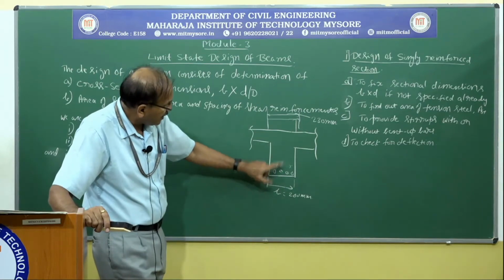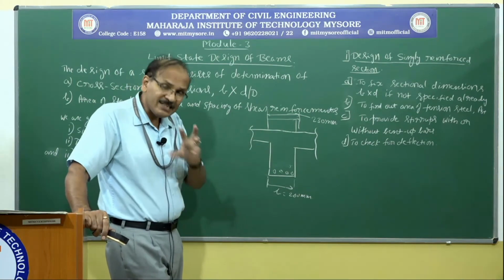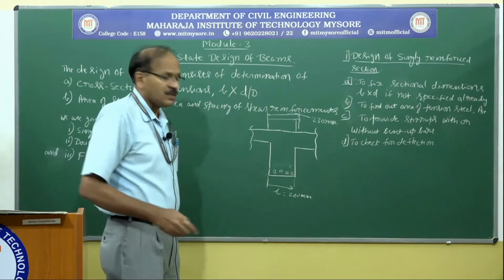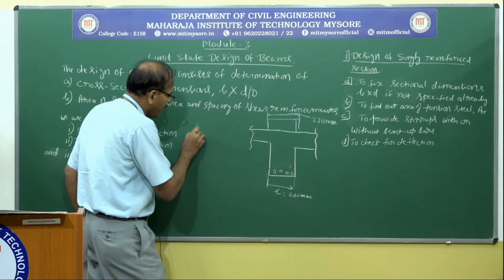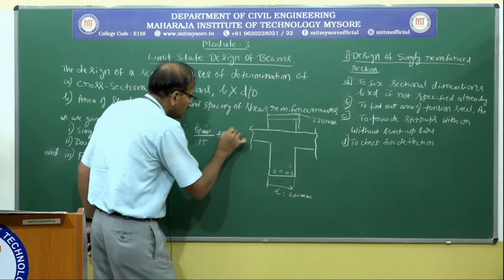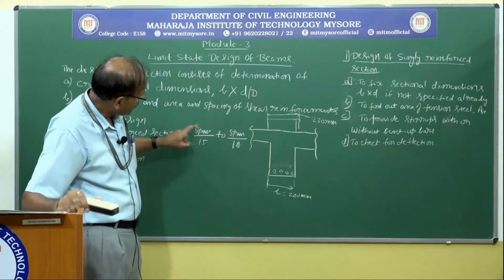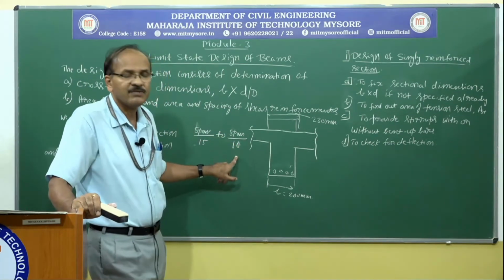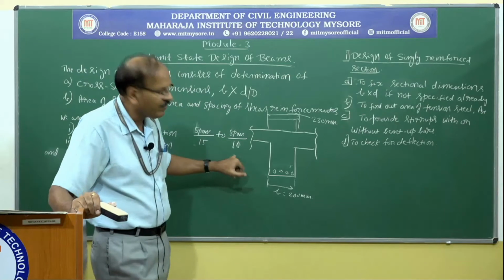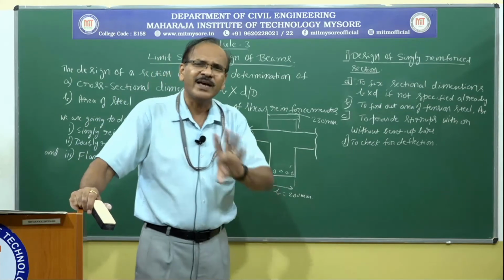As far as the depth is concerned, again we have to fix the depth based on the deflection requirement, but there is a thumb rule. The thumb rule says that the effective depth should be span divided by 15 to span divided by 10. By knowing the span, divide that by 15, and divide that value by 10. So you will have two values, and select an effective depth somewhere in between these two values. This empirical rule is based on experience.